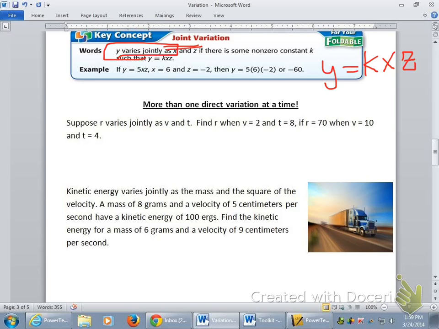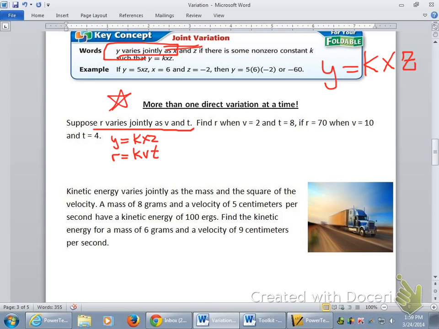Okay. So, as soon as we see r varies jointly as v and t, I should immediately think y equals kxz, except I'm not using x's and y's. What am I using? I'm using r's, v's, and t's. So I'm using r varies directly with kvt. All right. So the z's are gone. No problem with z's.